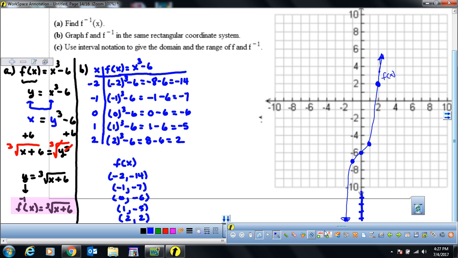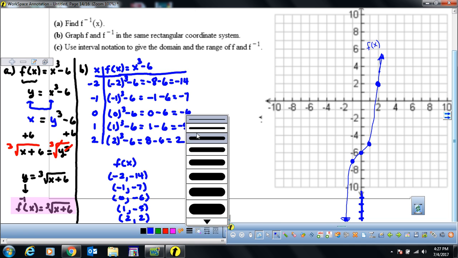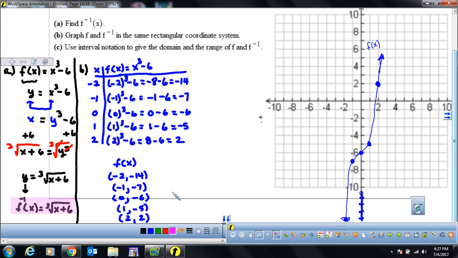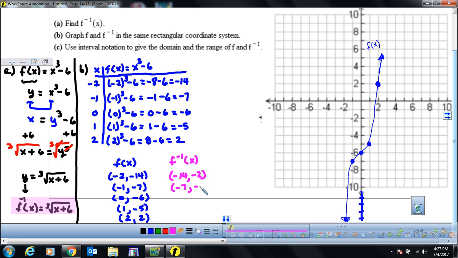So what we are going to do next is graph the inverse of this function f of x. How do we sketch its inverse? By interchanging the x and the y values. So if I want to get the inverse function right here, all I need to do is interchange the x and the y values. So that one becomes (-14, -2). All I'm doing is interchanging the x's and the y's. (-7, -1). (-6, 0). Then (-5, 1). And the (2, 2) is going to stay the same, (2, 2).